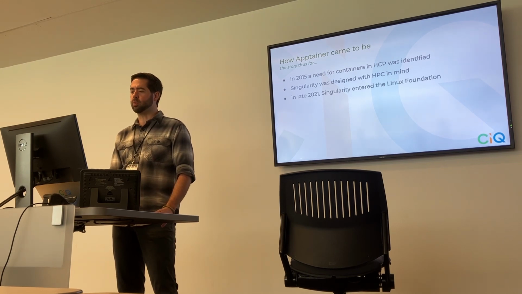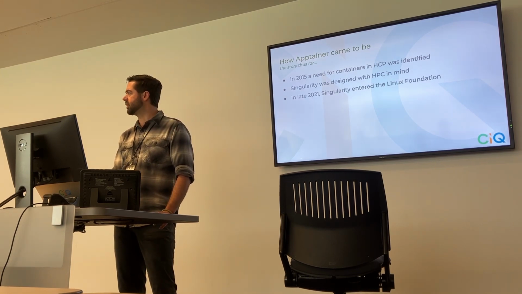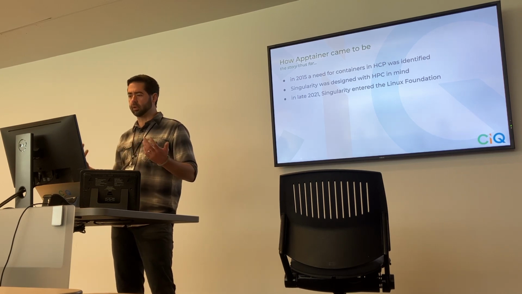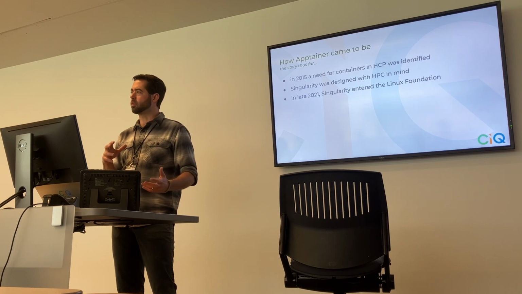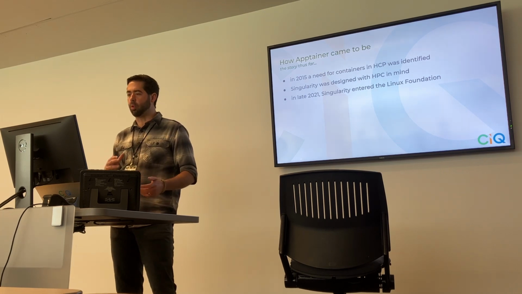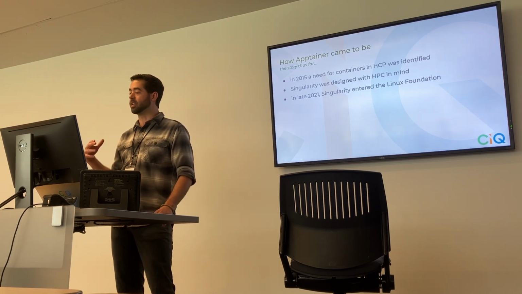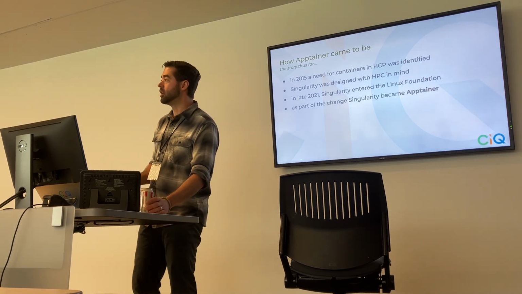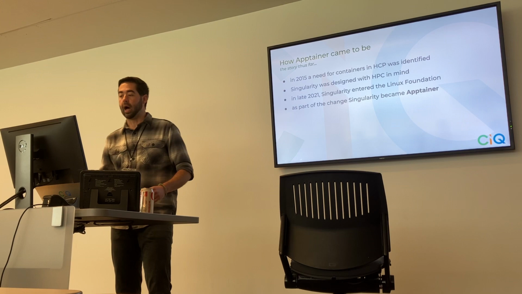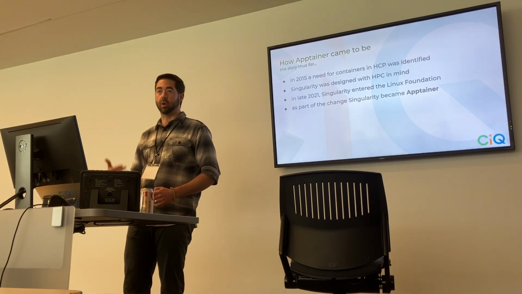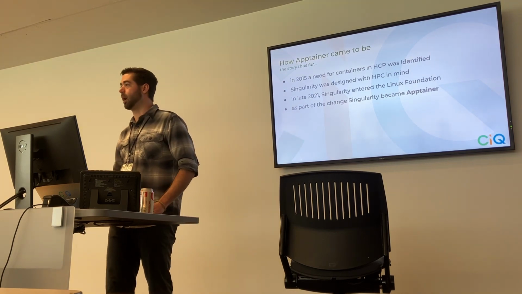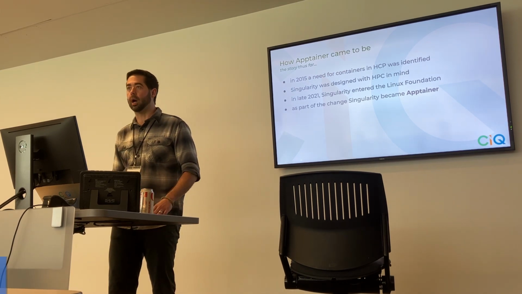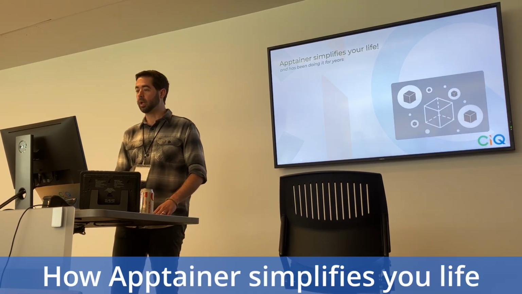In late 2021, in order to make sure that Singularity remains free and open source software forever, some of the community members got together and formed an advisory board, and Singularity entered the Linux Foundation. And as part of that entrance to the Linux Foundation, it changed its name to Apptainer to avoid confusion with similarly named projects. So that's basically how Apptainer came to be from its origin as Singularity.